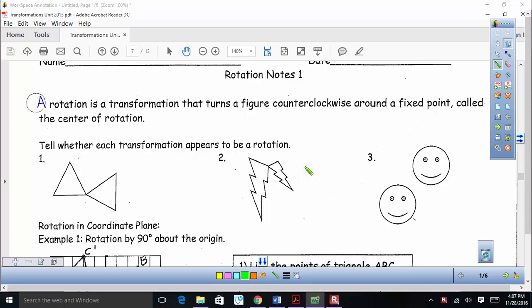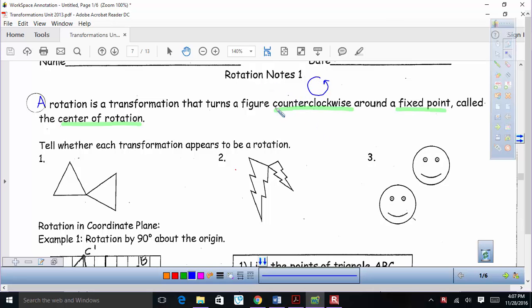Next transformation we're going to look at is a rotation. A rotation is a transformation that turns a figure counterclockwise around a fixed point called the center of rotation. Okay, so counterclockwise, just in case you don't remember, means normally a clock is going this way, in this direction. Counterclockwise means it's going backwards, so in this direction. So we're looking for a counterclockwise motion around a fixed single point called the center of rotation.